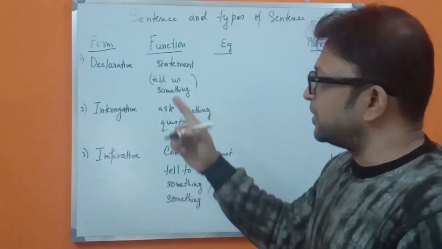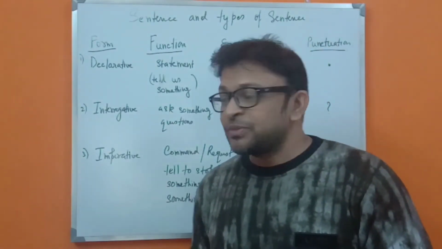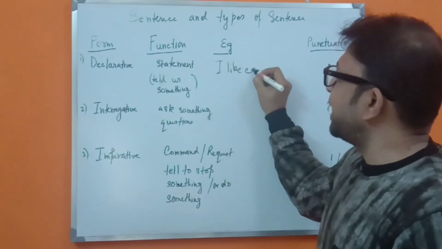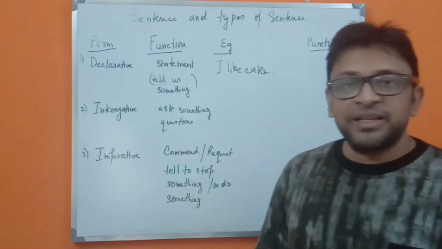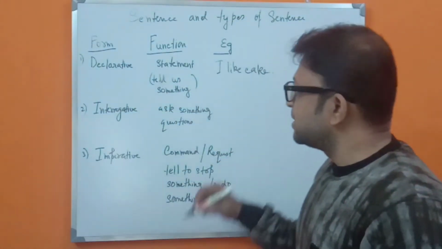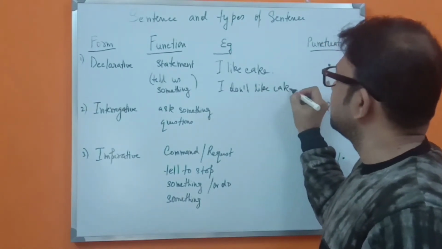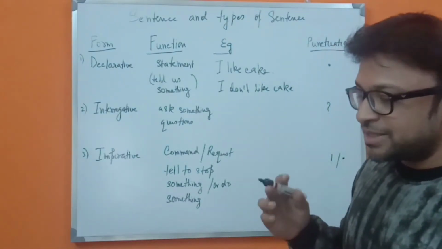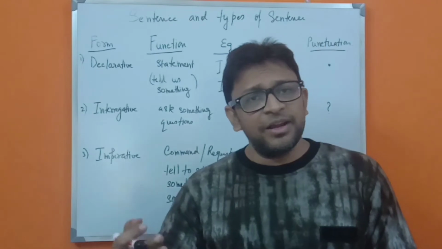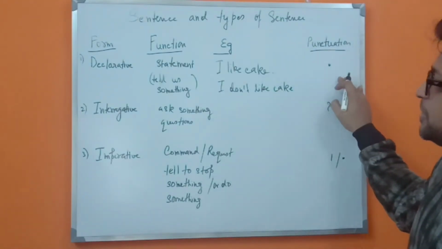So let's begin with the first one, declarative. I have already told you, it gives you a statement. So suppose it tells something. If I write, I like cake. So this is a statement. That means you are saying that you like that thing. It may be of positive nature or it may be of negative nature. Suppose if I write like this, I don't like cake. It is also a statement. I have told you that a declarative sentence can be positive or negative. I don't like you, I like you. Both are statements. And after that the punctuation will always be a full stop.